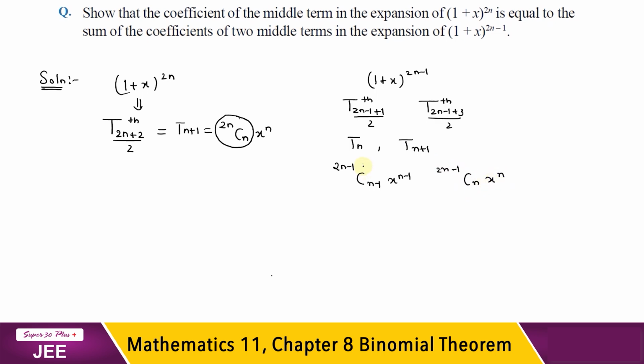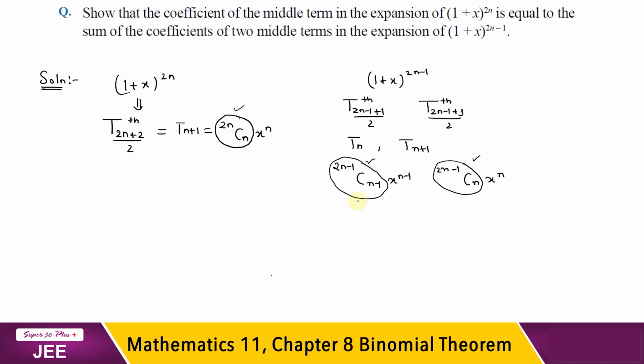Alright, but again we are interested in the coefficients. So I am encircling the coefficients. Now what we are required to prove is that the coefficients of middle terms in this binomial expansion, that is this one and this one, upon adding would give us the coefficient of the middle term in this binomial expansion, that is 2nCn. This is the demand of the question.